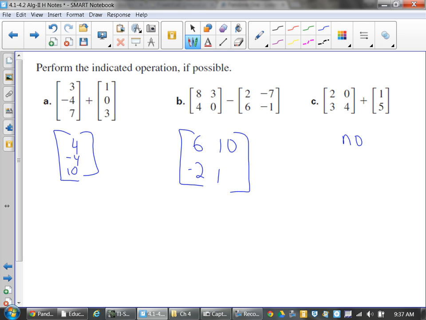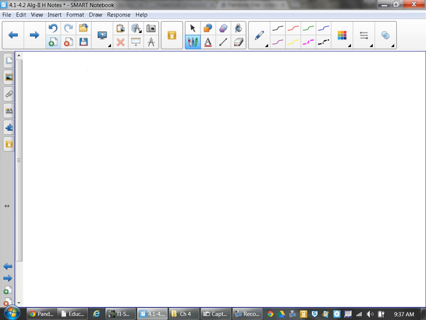Does that work with multiplication? No. When we get to multiplication, there's a rule. If one was 1 by 3 and the other 3 by 1, could you do it? That's where you're going with multiplication. So a 1 by 3 matrix, which is one row, multiplied by a 3 by 1, which is 3 rows.